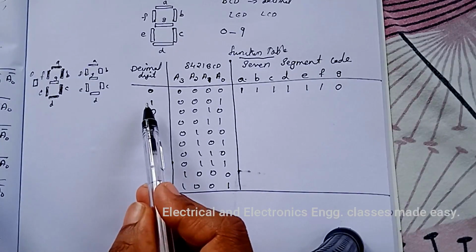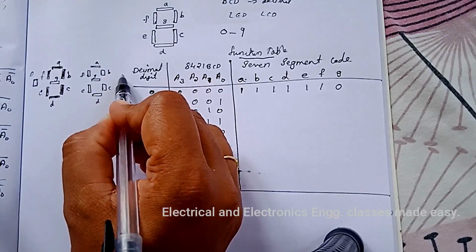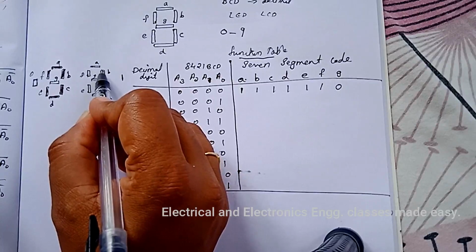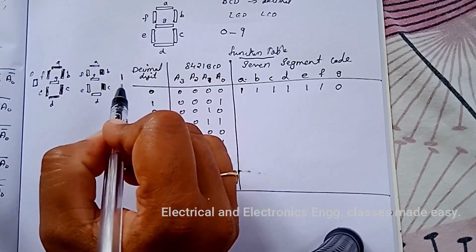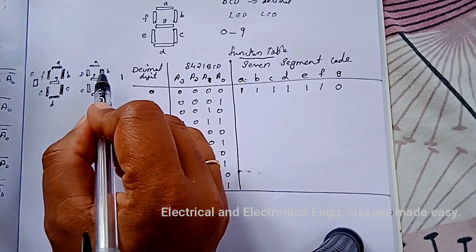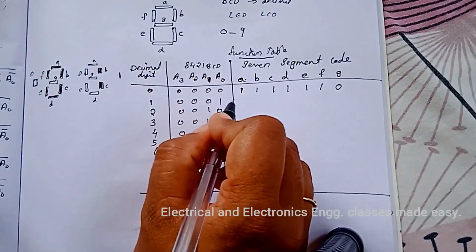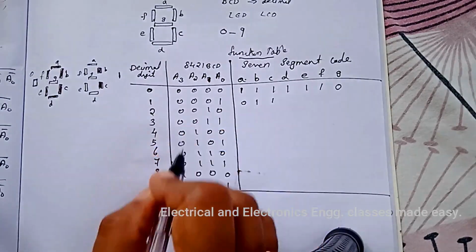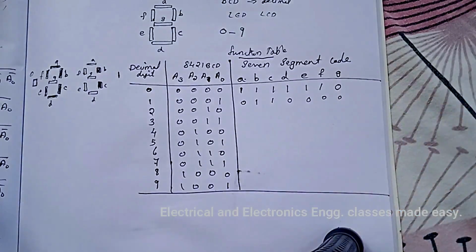Next is number 1. Number 1 will be displaying like this. So the segments B and C will be at logic 1 and all other segments will be logic 0.